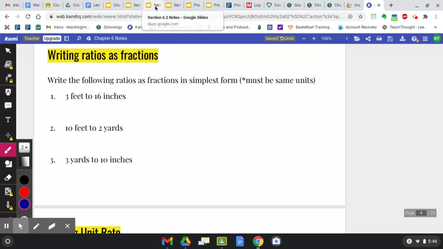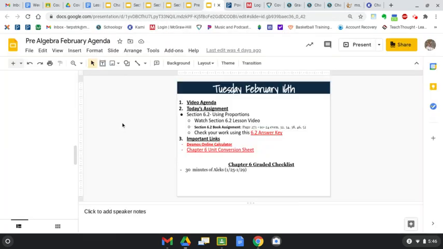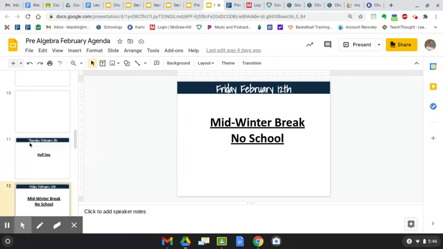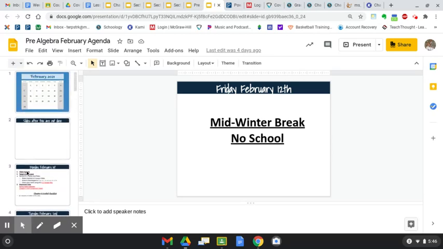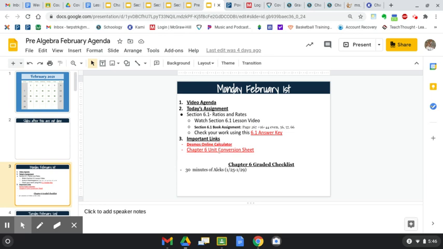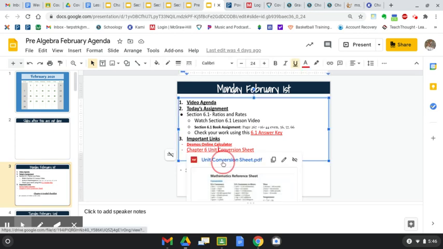And I'll pause here, go up to our February agenda. And if you look on, let me go back to today. All right. If you go here, there's a conversion sheet that you can click on this link right here, and it will give you the conversions for different units of measure. So you can use that. You can look up the conversions.